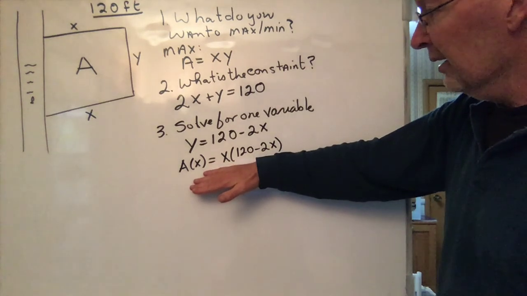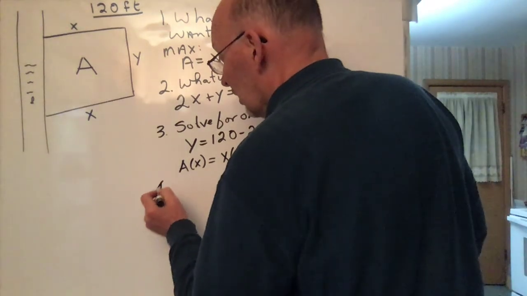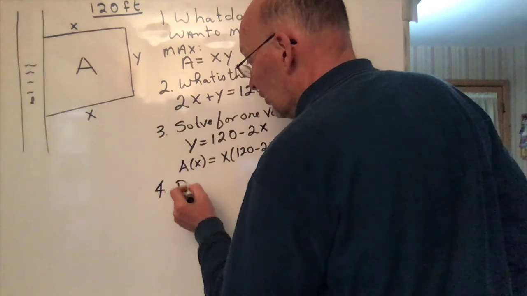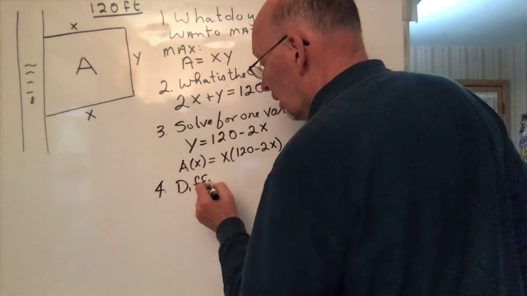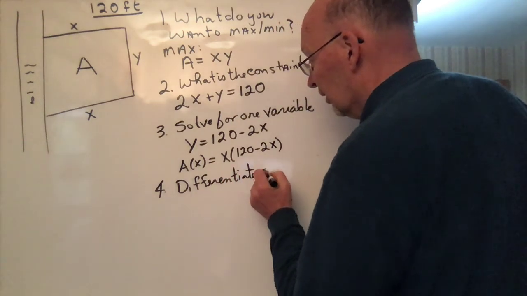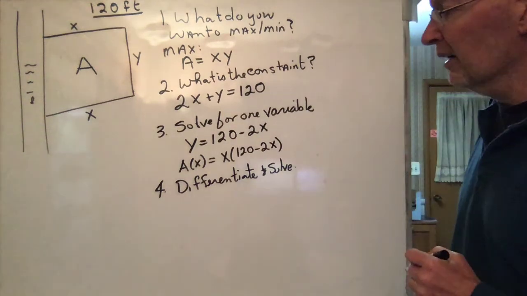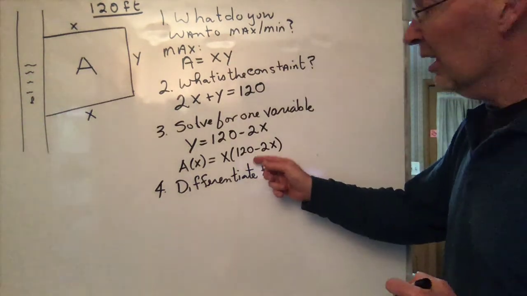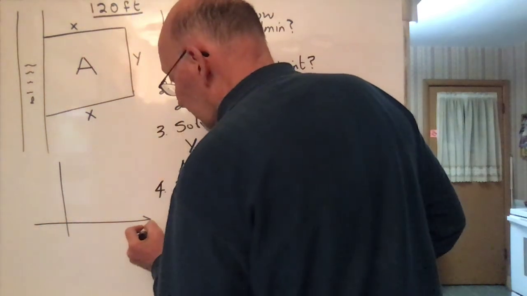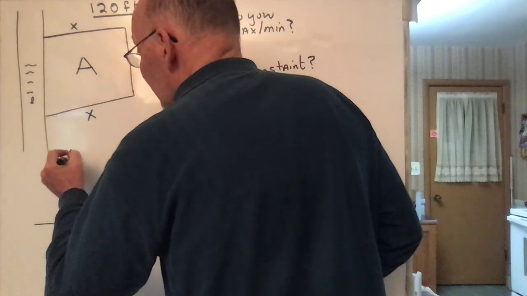Okay, so now I've got area just in terms of one variable. Okay, and the fourth step then is to differentiate and solve. And I'm just going to write that because it should be pretty evident what I mean by that. Let's think about this. A of x, if we were to draw out A of x, here's x right here. Here's A of x.